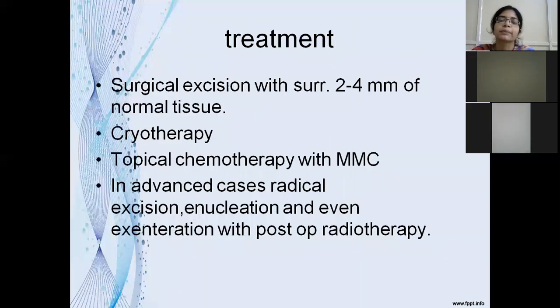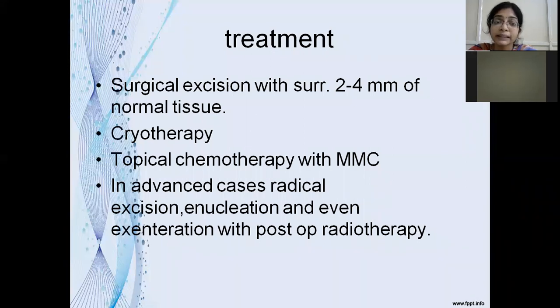So what is the treatment of ocular surface squamous neoplasia? We'll go for surgical excision with the surrounding 2 to 4 mm of normal tissue. And you can also supplement it with cryotherapy as well as topical chemotherapy with mitomycin C. And in advanced cases, you can go for radical excision, enucleation, which is removal of the eyeball, and exenteration, which also involves removal of the orbit, supplemented with post-op radiotherapy.